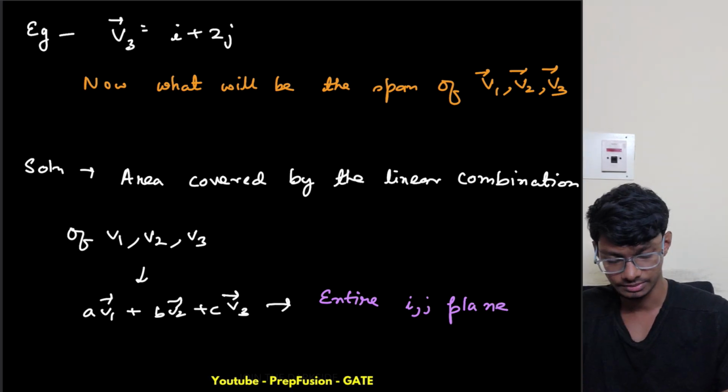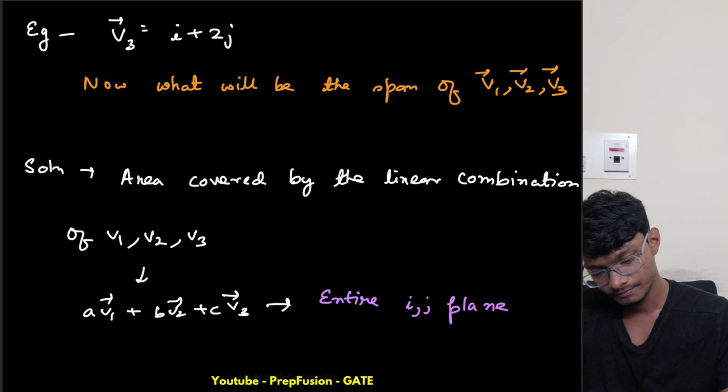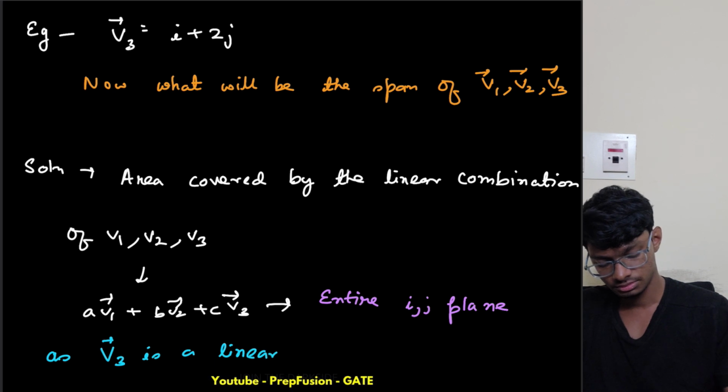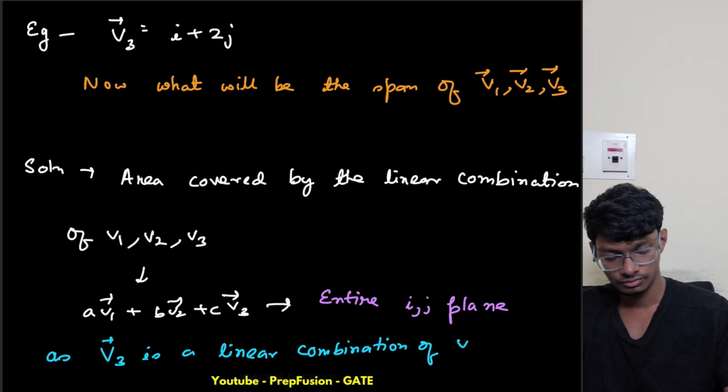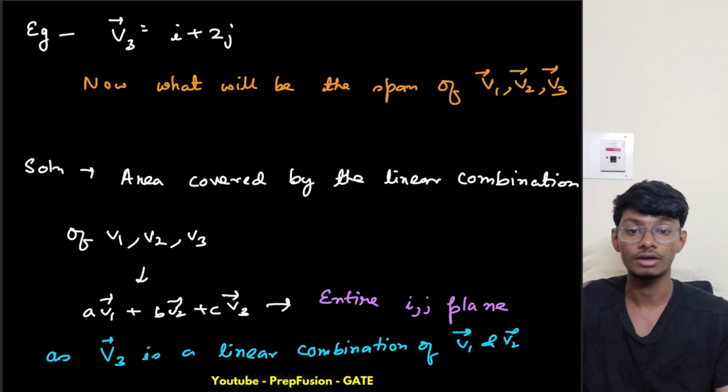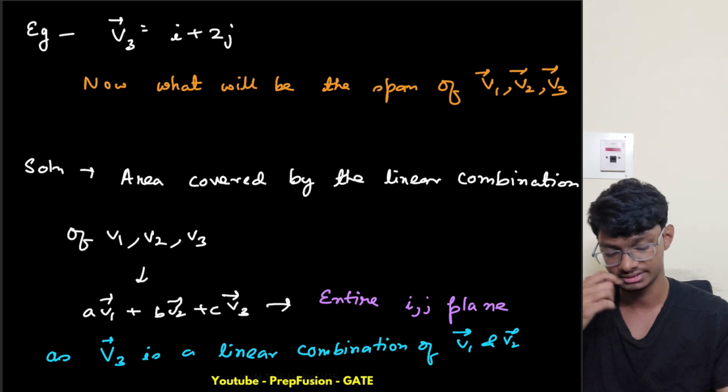Entire ij plane, why? As v3 is a linear combination of v1 and v2. Okay, you calculate, you will find a linear combination between v1 and v2. Now why is this the case?